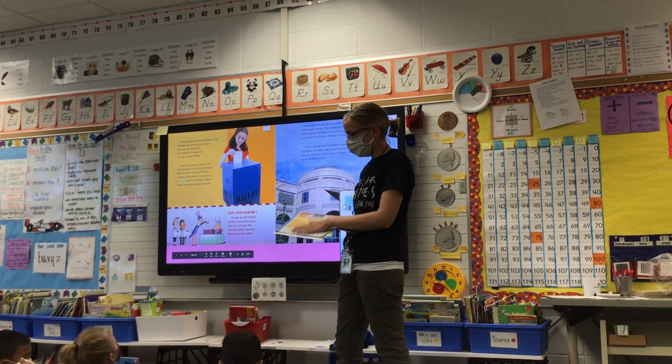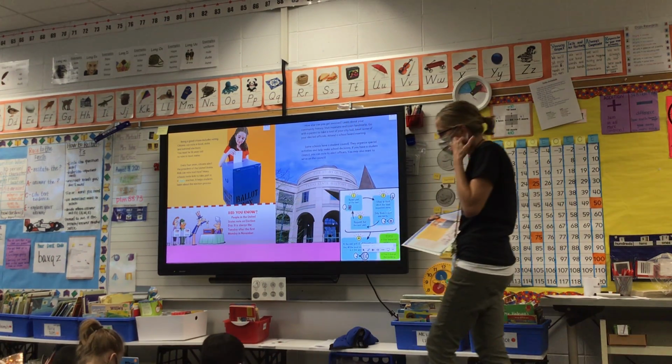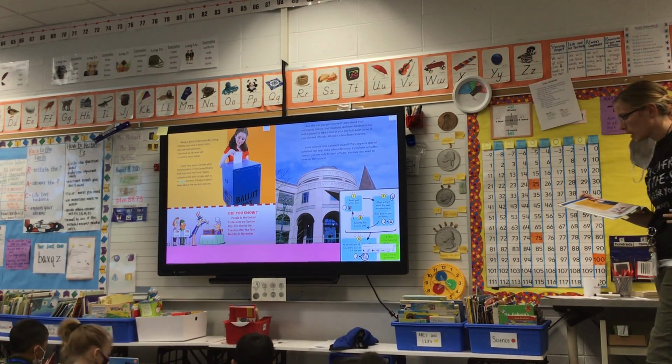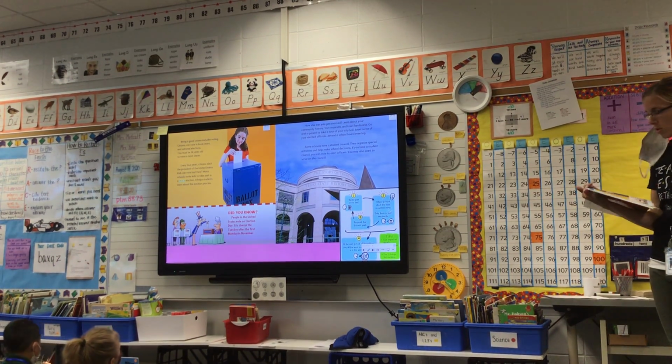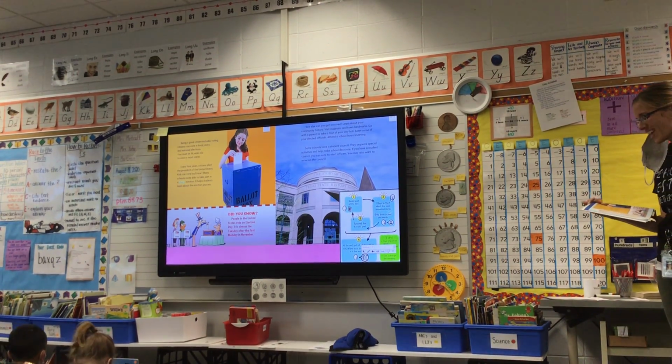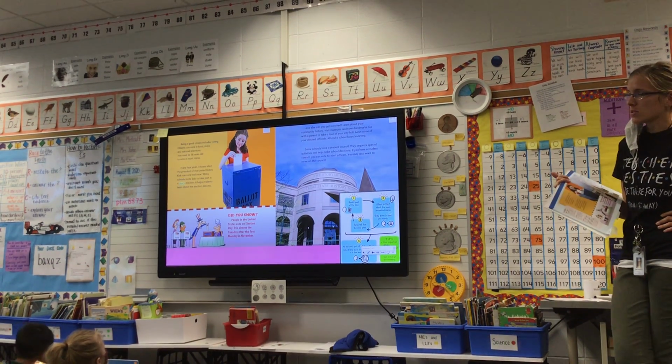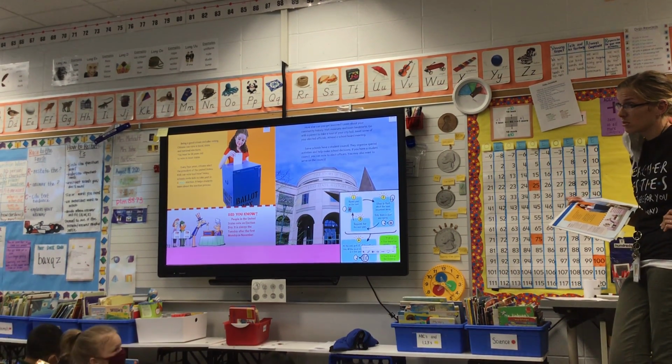Now let's check out this section. It says being a good citizen, follow along please, includes voting. Citizens can vote in local, state, and national elections. You must be 18 years old to vote in most states. So can you guys vote? Why not?